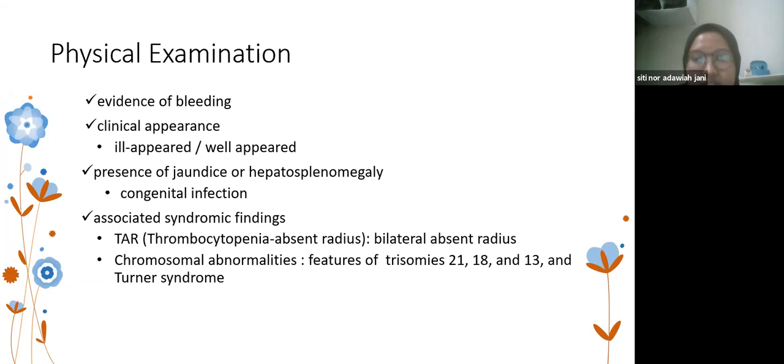From the physical examination, we should look for evidence of bleeding, whether the baby is ill-appearing or well-appearing, and any presence of jaundice or hepatosplenomegaly to suggest congenital infection, or any associated syndromic finding, like in thrombocytopenia absent radii, there will be bilateral absent radii, and also in chromosomal abnormalities, we look for any features of trisomy 21, 18, 13, and also Turner syndrome.